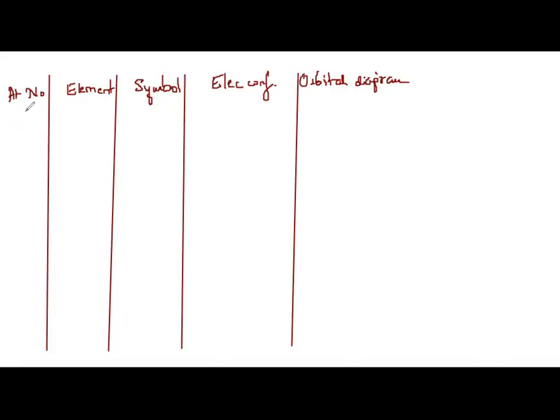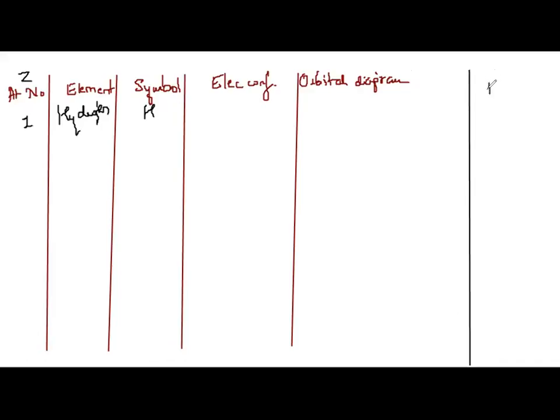So atomic number, you denote it by Z, right? So first, what is the element? It is hydrogen. We'll take some of the examples. Symbol is H. Electronic configuration: as we have discussed, we will follow all the rules and write the configuration.